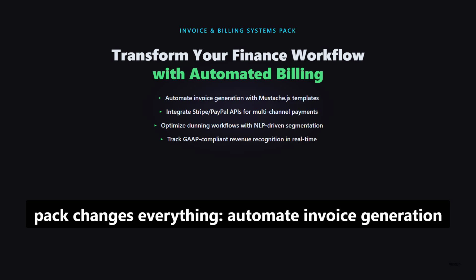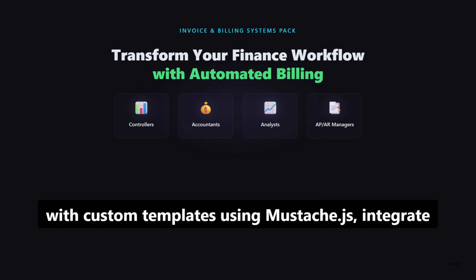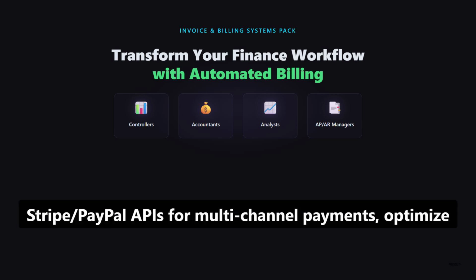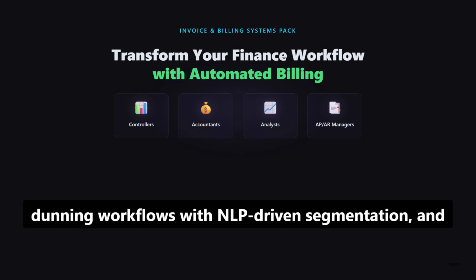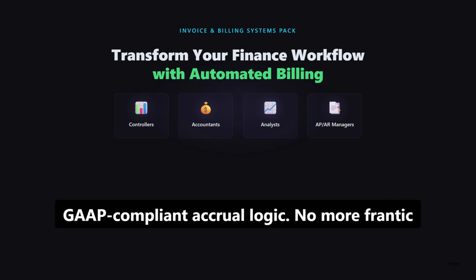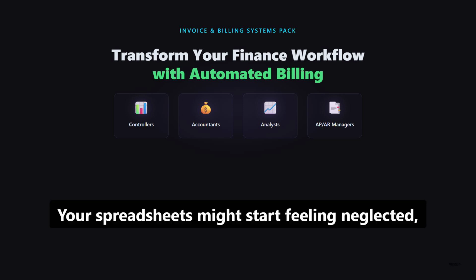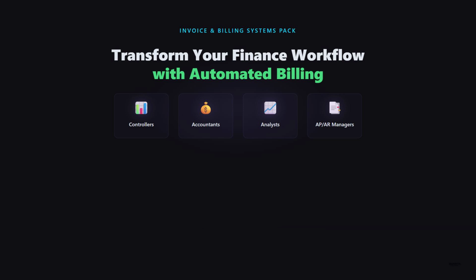This pack changes everything. Automate invoice generation with custom templates using mustache.js. Integrate Stripe/PayPal APIs for multi-channel payments. Optimize dunning workflows with NLP-driven segmentation, and track revenue recognition in real time with GAAP-compliant accrual logic. No more frantic reconciliations or missed cash flow deadlines. Your spreadsheets might start feeling neglected, though.